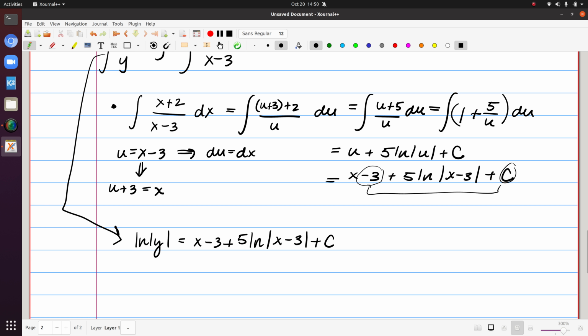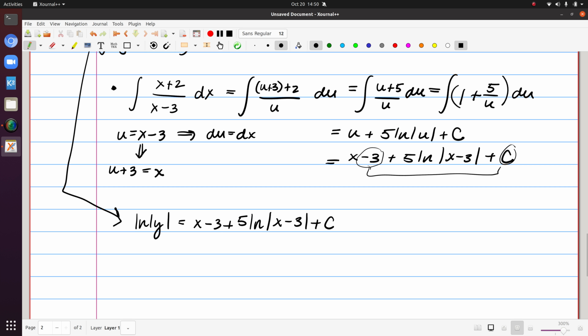We would like to solve for y here. So what we can do is raise e to both sides. And that's going to leave me with e to the right-hand side. Now, we can split that up in a number of ways. That's going to be e to the x minus 3 times e to the 5 natural log of x minus 3 times e to the c.